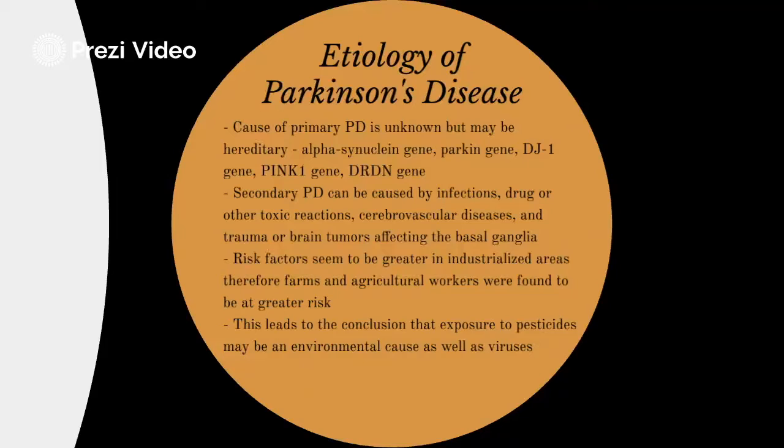So, next we'll be going over the etiology and causes of Parkinson's. For primary Parkinson's disease, the cause is unknown, but they believe it may be hereditary, being linked to the alpha synuclein gene, Parkin gene, DJ1 gene, PINK1 gene, and the DRDN gene. As for the secondary Parkinson's disease, it can be caused by infections, drugs, or other toxic reactions, cerebrovascular diseases, and trauma or brain tumors affecting the basal ganglia.